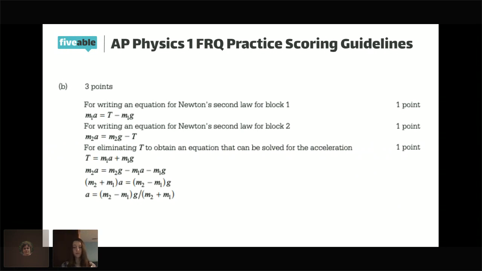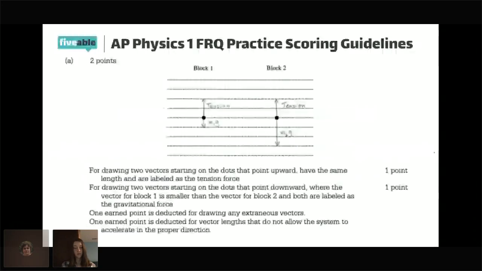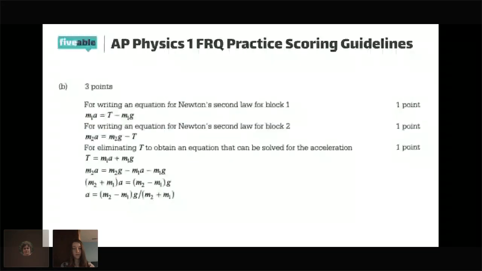So if we go back to the M1 mass, they're defining tension as upward, whereas on the M2 they're defining M2G as upward, or positive rather. So you have M1A equals T minus M1G. So you have an equation, but you're trying to solve for acceleration, and you don't have the tension. So you need a second equation, and that comes from Newton's second law for block 2. You have M2A equals M2G minus T. That just comes from F equals MA. Both of them do. So you can eliminate T.